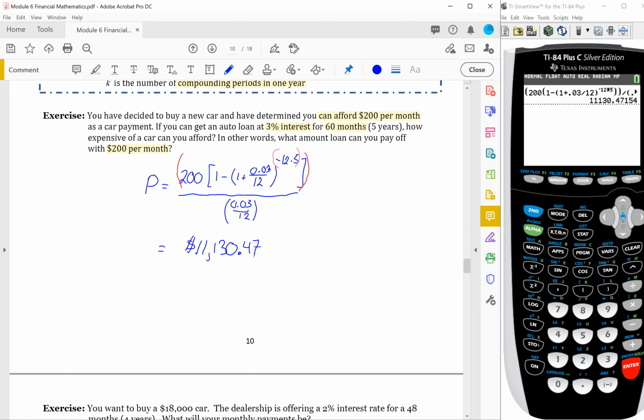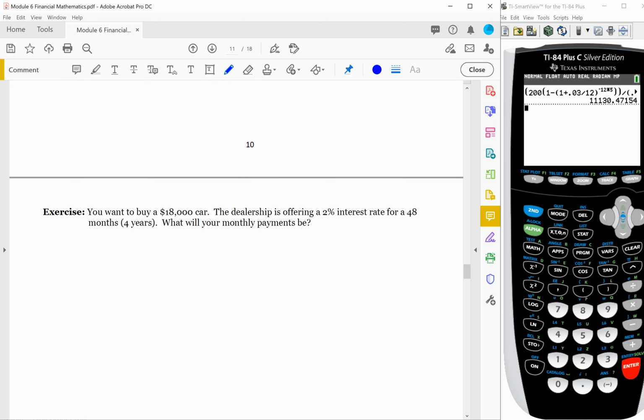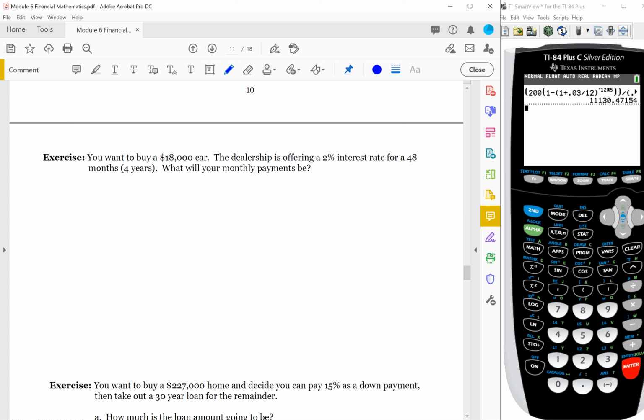Okay, let's look at another example. You want to buy a car that costs $18,000. The dealership is offering a 2% interest rate for 48 months, 4 years. What will your monthly payments be?